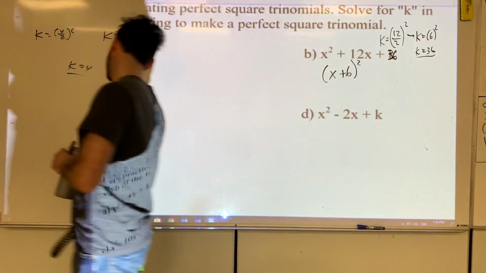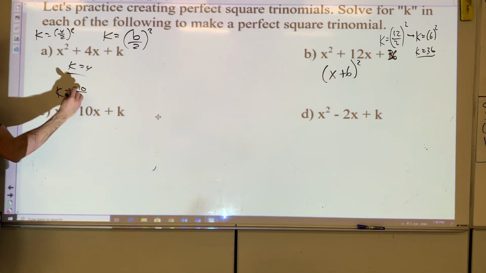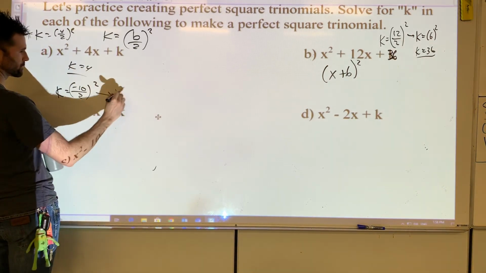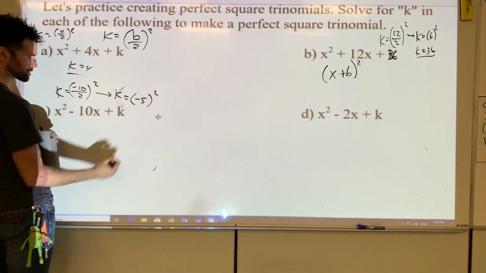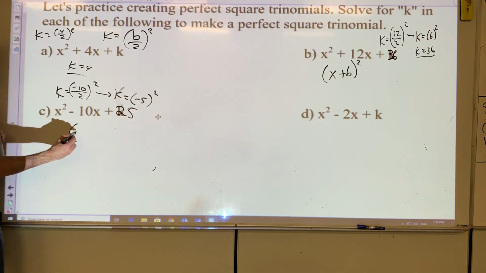How about this one? Ooh, it's got a negative. So you go negative 10 divided by 2 squared. Write the intermediate step so you know what number to write in there. So it's negative 5 squared, which is 25. So k is 25. Now if you factor it, you go x.